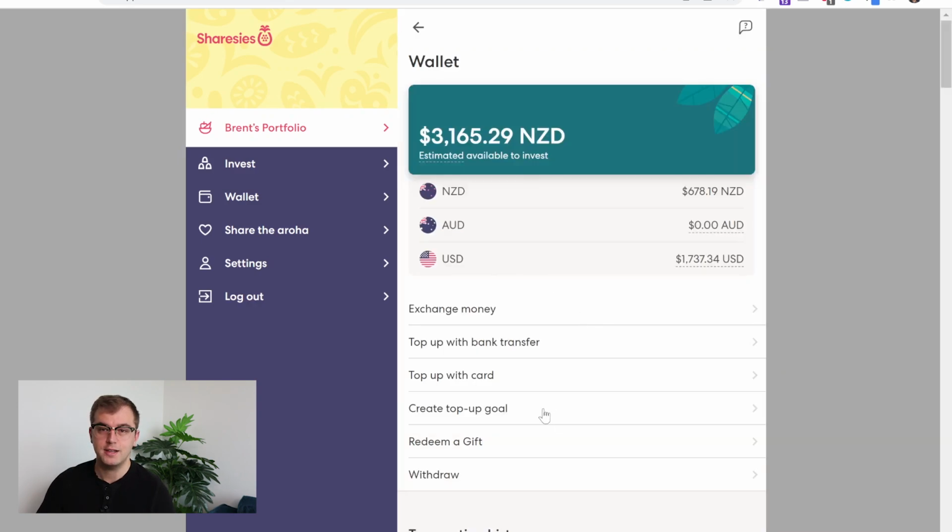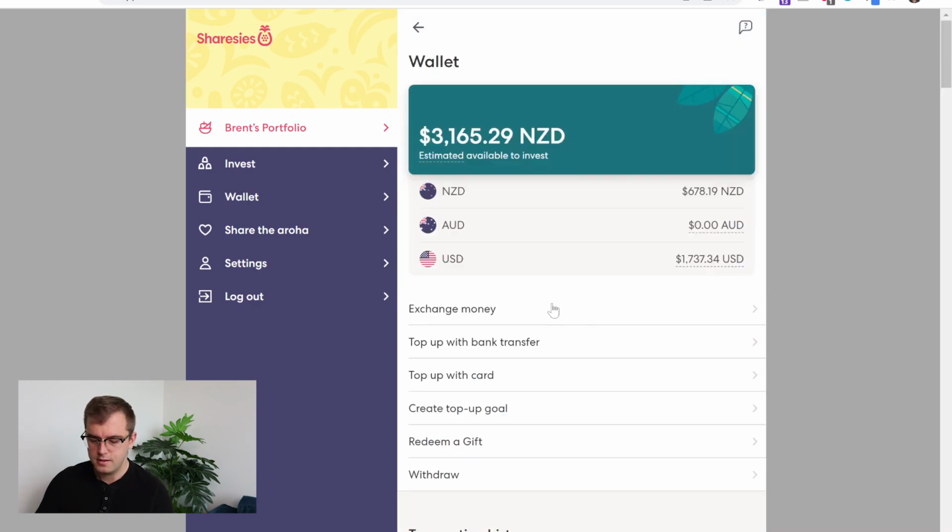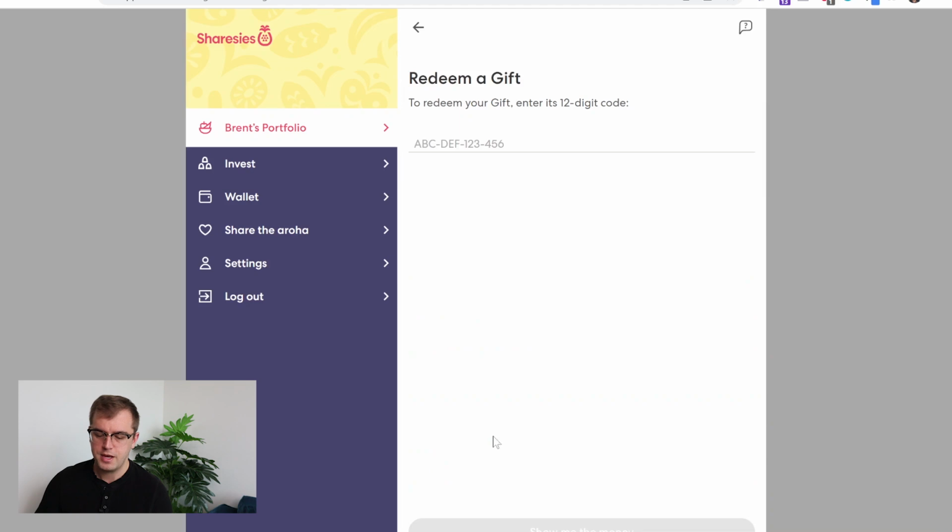Another option here is create top-up goal, and this is something that Sharesies introduced for people that want to invest on a regular basis. Now for me this isn't as important as I have the self-discipline to move money myself. However, if you want to gamify and try to make it a bit more fun, this could be a perfect way of doing that. Now if you received a gift card from somebody, you can use the redeem a gift option, and you can simply put the code in here, if you're so lucky.